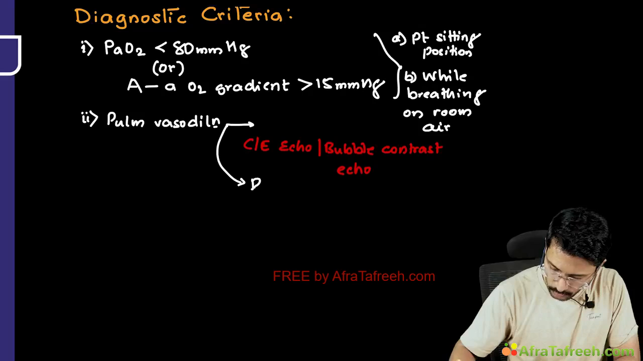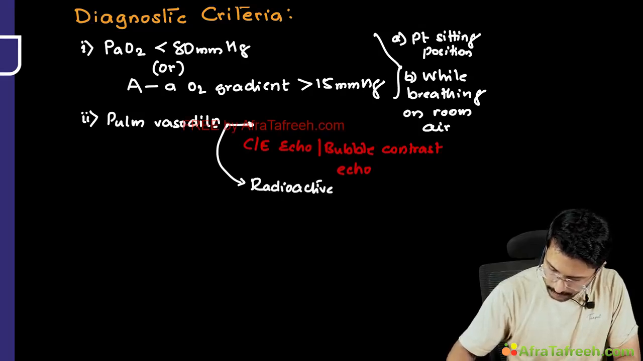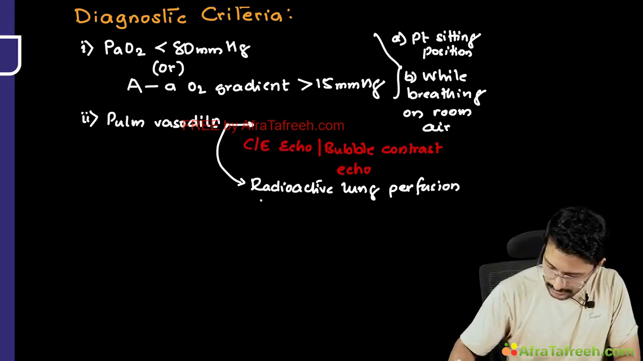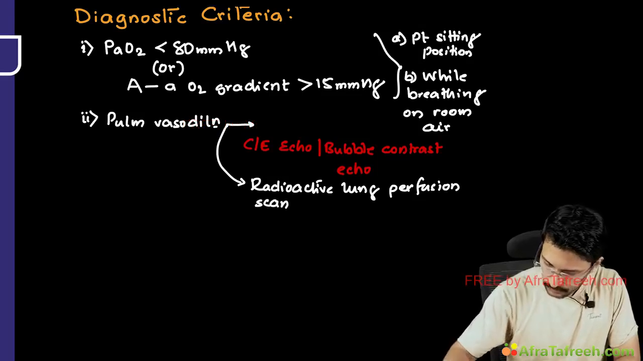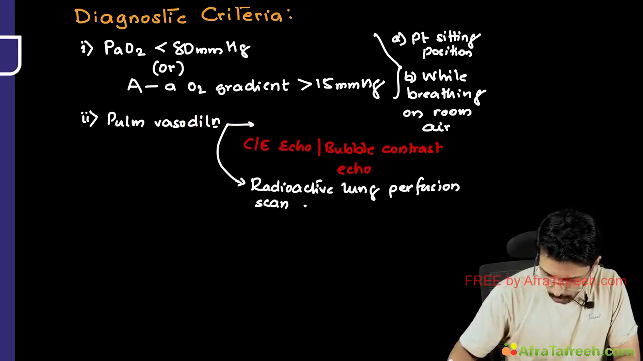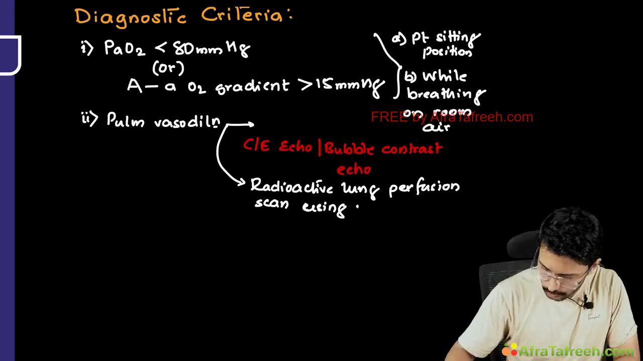That can be one way of documenting that there is pulmonary vasodilatation. Or second, we can also look at a radioactive lung perfusion scan, using radio labeled albumin.